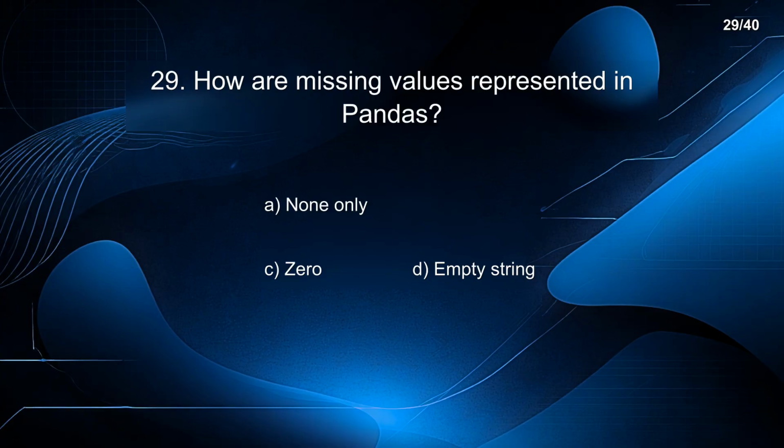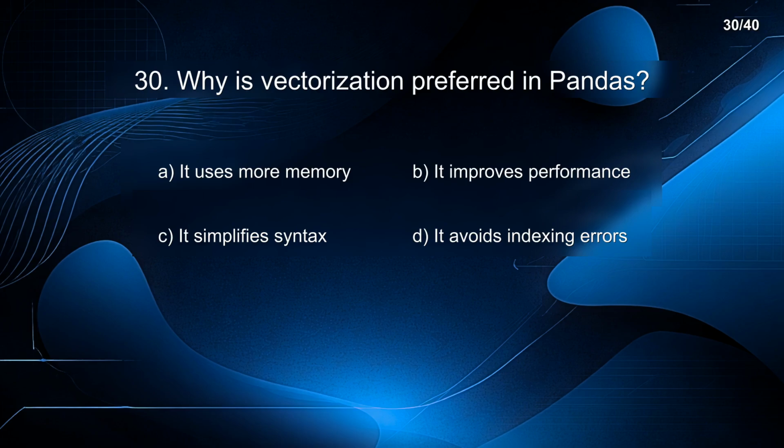Correct answer is B. NaN. 30th question. Why is vectorization preferred in pandas? A. It uses more memory. B. It improves performance. C. It simplifies syntax. D. It avoids indexing errors.